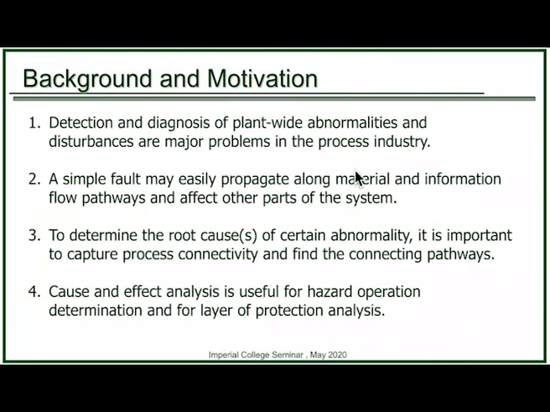A simple fault can easily propagate along material and information flow paths in the process. Remember, modern plants are highly interconnected and integrated to save energy. So a small fault in a loop or in a unit can easily propagate to many other units or many other control loops. Okay, and to determine the root cause of an abnormality, we need to know the connecting pathways of how the fault is propagated in the plant. And by the way, the cause and effect analysis, the causality analysis that we will perform, is also used for HAZOP analysis. I won't dwell on this anymore.